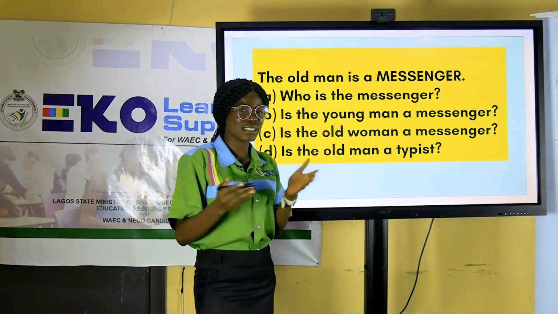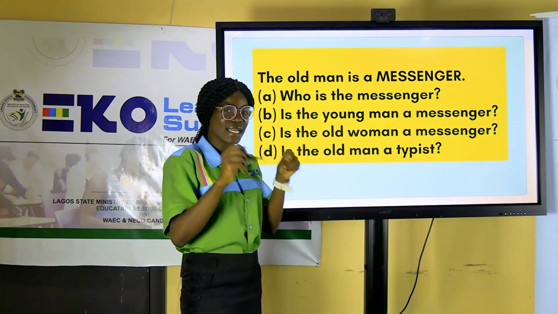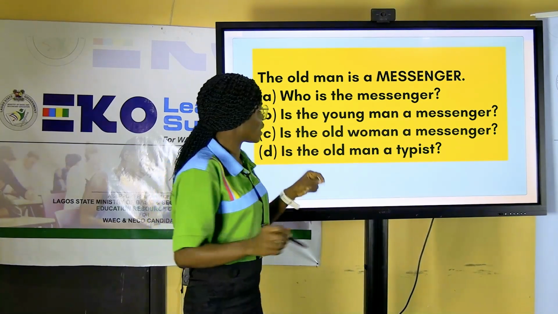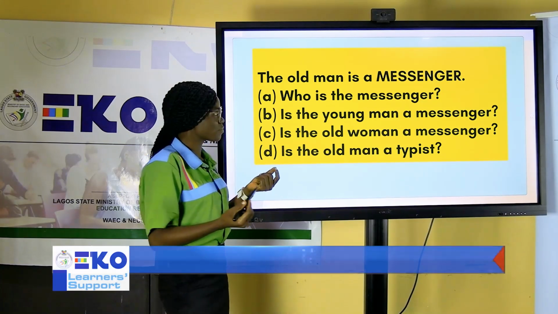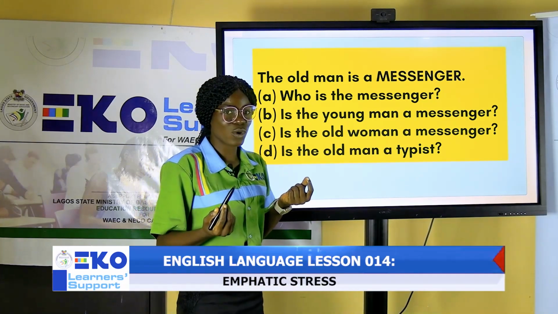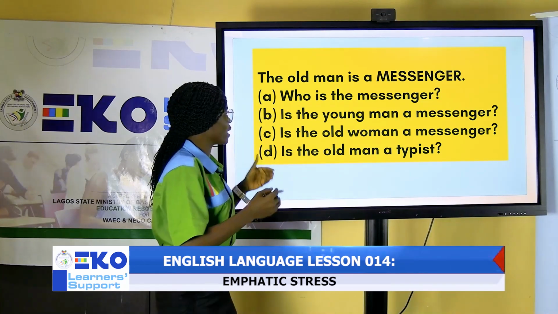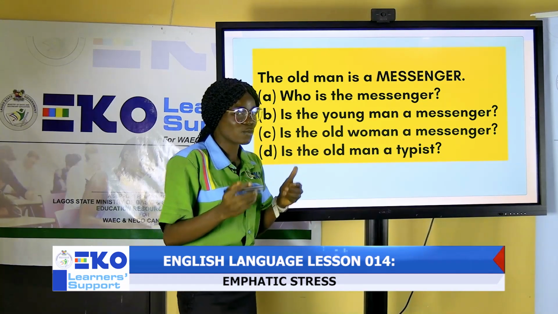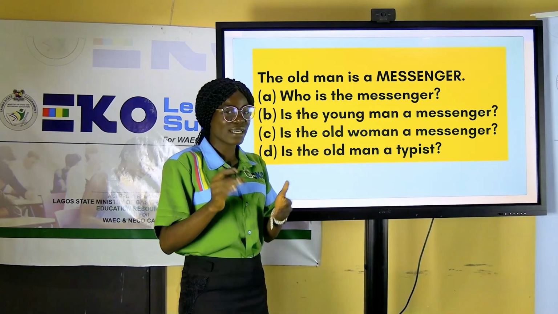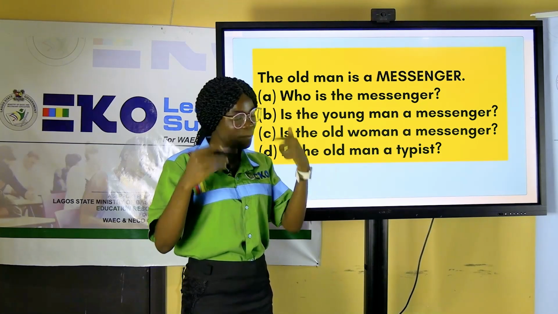Why? Because it is written in capital letter, and hence the speaker is laying emphasis on that particular word. The speaker is not laying emphasis on old or man, but the emphasis is on messenger, and that is why it is written in capital letter. The old man is a messenger. The old man is not a pastor. The old man is not a teacher. The old man is not a student. The old man is a messenger.